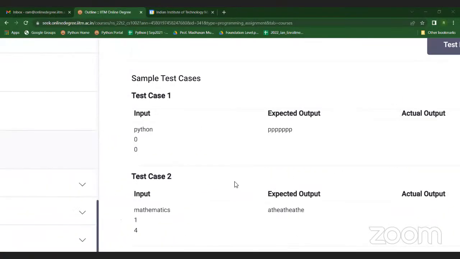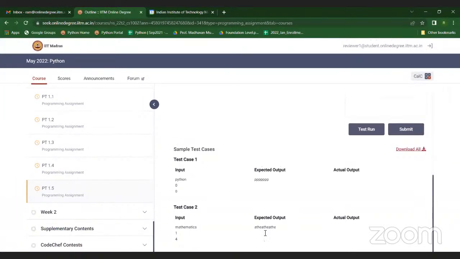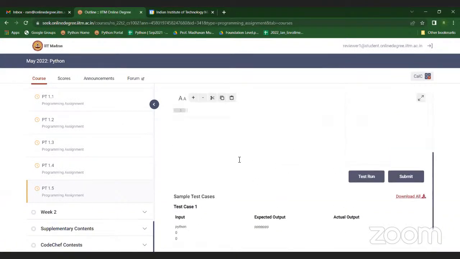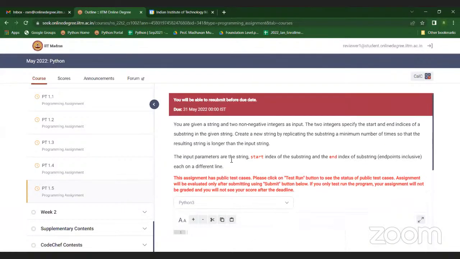Even the same for mathematics. When I say 1 to 4, then I'm saying ATHE. That ATHE should be replicated based on the length of the substring and the length of the actual string. You should know how many times you should replicate it. Okay, got it. Thank you.